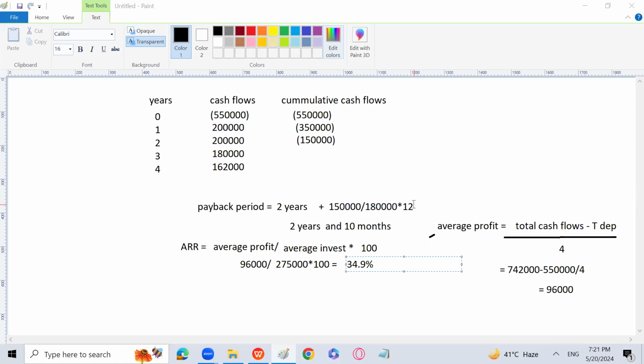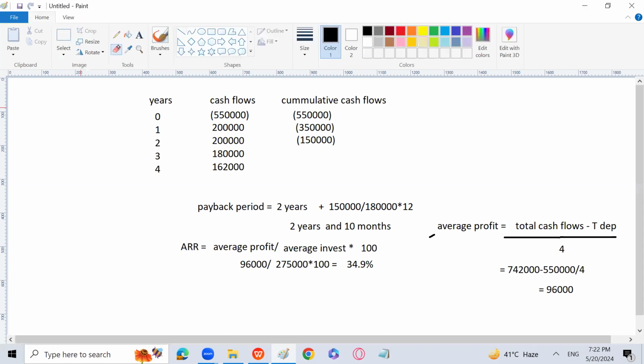Yes, there can be a mistake, please tell me. I think there may be a fault in the total we calculated. Let me check it again. 4,05,80,000 plus 162,000. 742 is fine. Minus 5,50,000, 192,000. 48,000. Yes, this amount is wrong. This is going to be the balance.